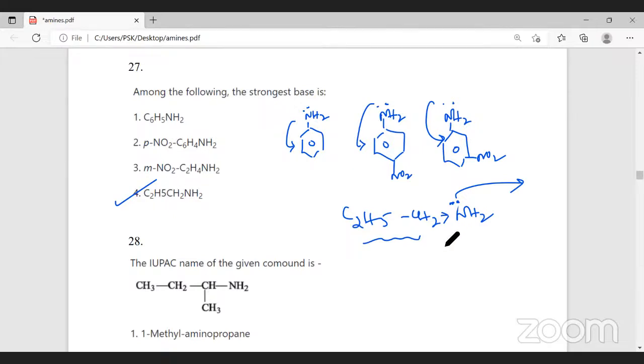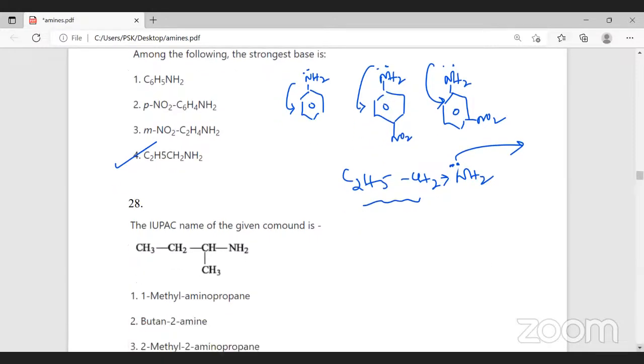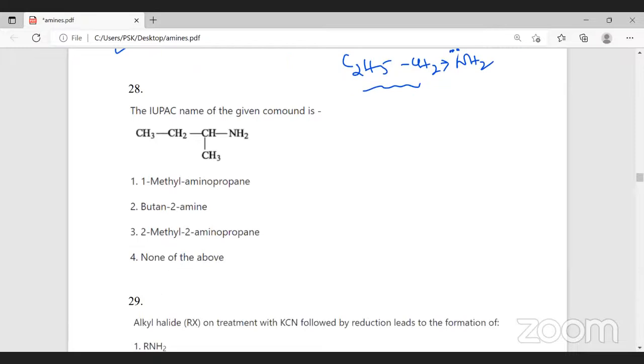Therefore, this is the strongest Lewis base. The next question: the IUPAC name of the given compound. We can number it as 1, 2, 3, and 4. Root word is but. Carbon to carbon single bond, therefore it is butane.